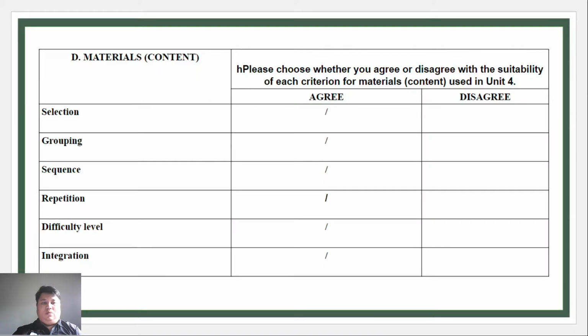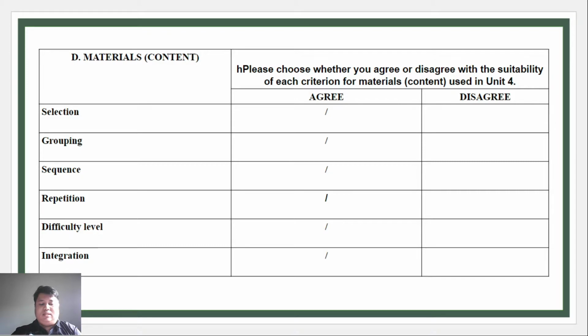For the materials, we have 6 components inside it. First selection, second grouping, third sequence, fourth repetition, fifth difficulty level, and sixth integration. For selection of the materials, we believe that the selection of materials are very suitable for Form 2 or Form 3 students. The materials are very easy to understand and not too complicated for the student.